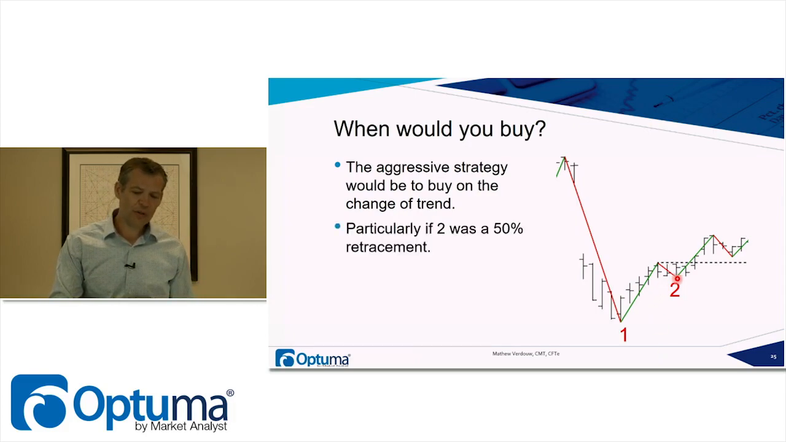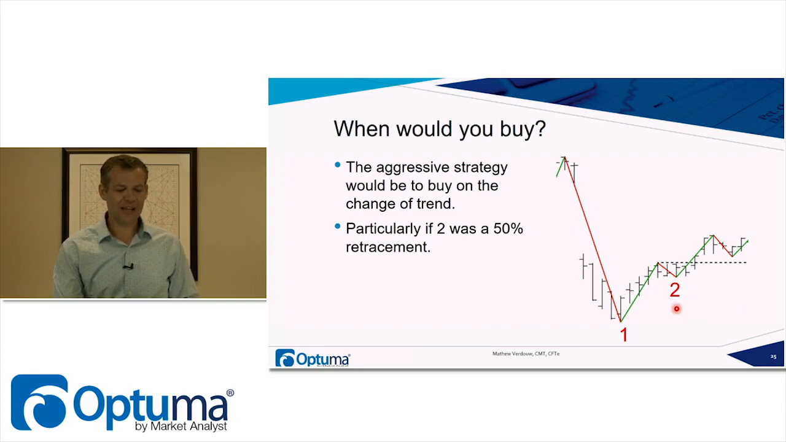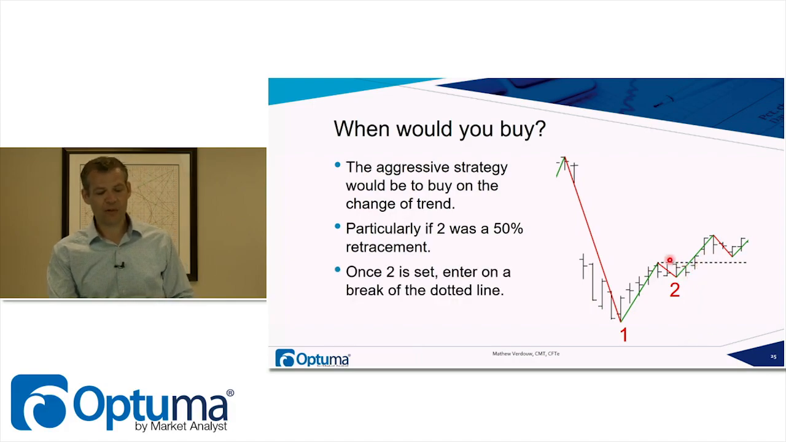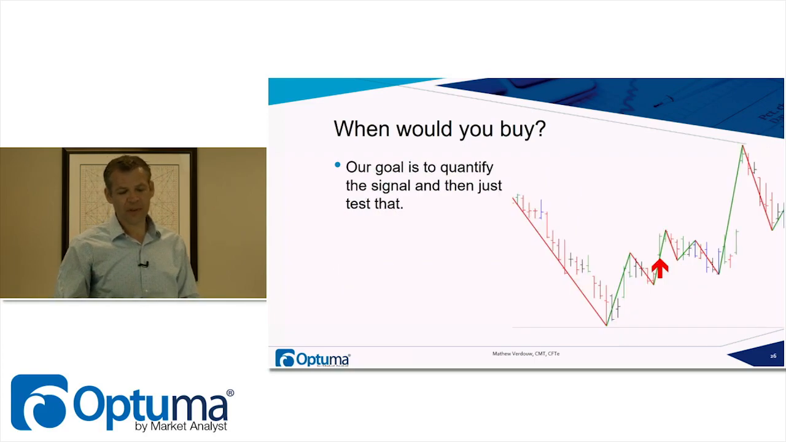Particularly if this point here was 50% of this move up, that's probably one of the stronger trades. You know, Gann talked about it. There's been a number of teachers in Gann who would advocate that type of strategy, where you wait for this to be in that range, around 50%. But once two is set, then we enter on the break of the dotted line. As soon as we're over that, that's where you could put in a market order, or a limit order, I should say, at that price.